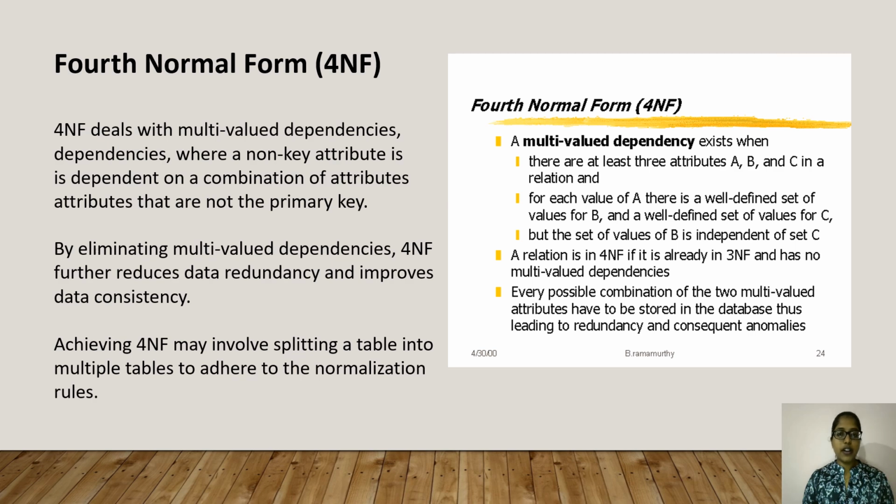Fourth normal form, 4NF. 4NF deals with multi-valued dependencies, where a non-key attribute is dependent on a combination of attributes that are not the primary key. By eliminating multi-valued dependencies, 4NF further reduces data redundancy and improves data consistency. Achieving 4NF may involve splitting a table into multiple tables to adhere to the normalization rules.